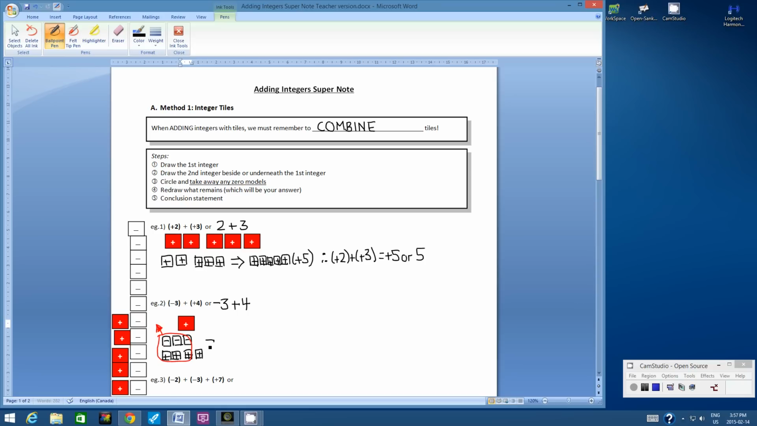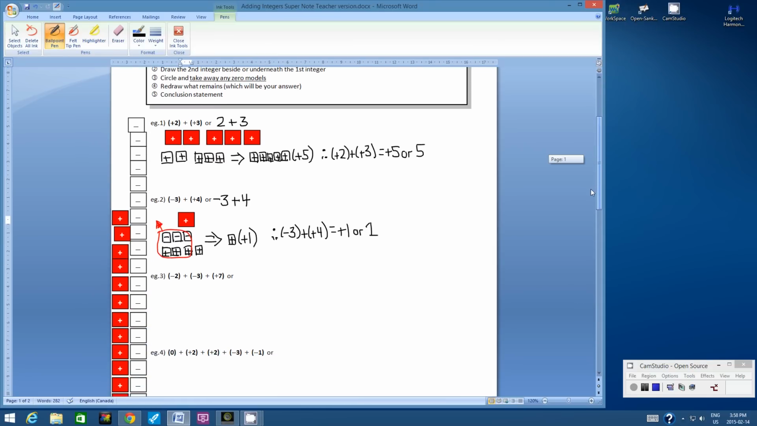So when we redraw our answer, we use this type of arrow, and whatever's left, that's going to be our solution. +1 tile is left. We'll put the answer in integer form as well. Okay? Now, our conclusion statement, step 5, therefore, -3 plus +4 equals +1. Or if we were to write it in standard form, simply just 1. Okay, are you getting the hang of this? Okay, let's go on to number 3.